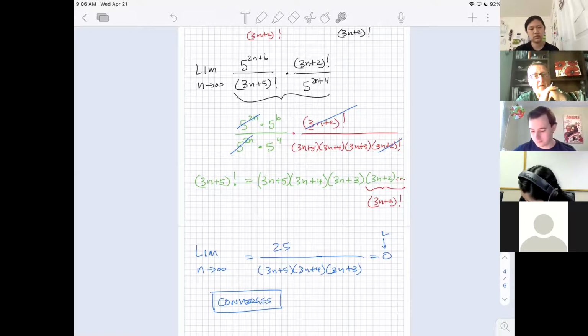I mean, write the whole thing out. Write 3n plus 2 times 3n plus 1 times 3n times 3n minus 1. Write a bunch of those out. And then write a bunch of the green ones out. 3n plus 5 times 3n plus 4. And at some point you'll go, oh, look, it's canceling out from here. So all that's left.